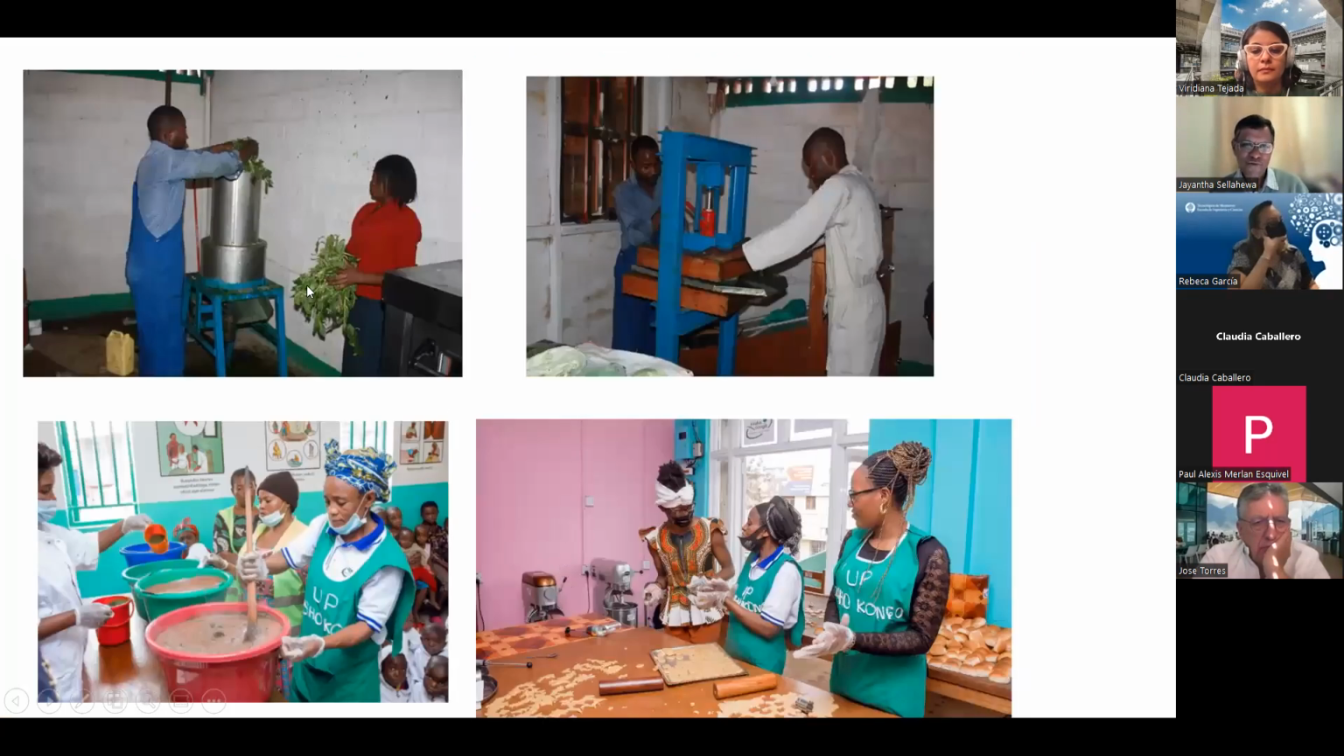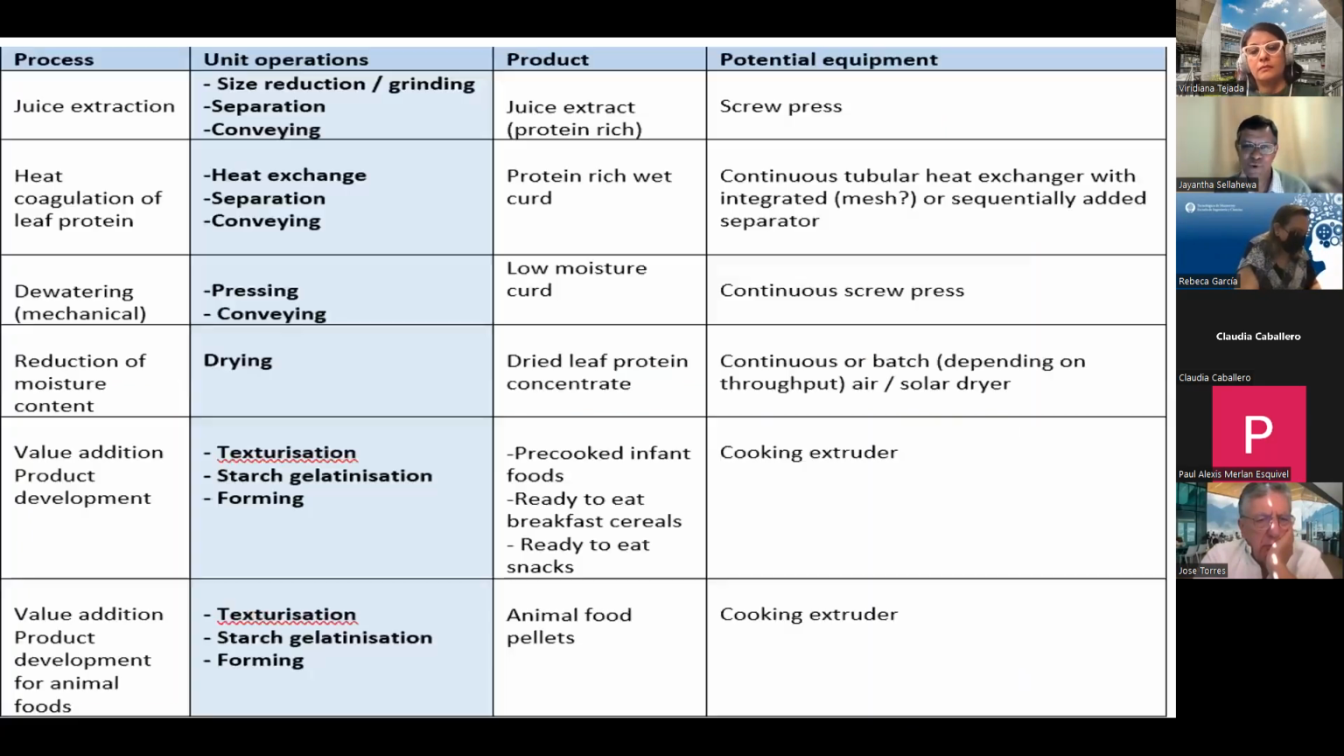Now, just to give you a feel, this is what actually happens in the kitchen. You can see the leaves are fed into this little juice extractor. This is a press for the wet curd to dewater it. This is the way the porridge is made, and this is the way the cookies are made. So we are trying to scale this process through a scientific understanding to a continuous process.